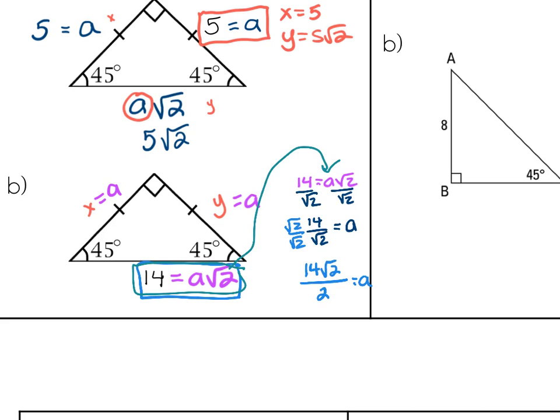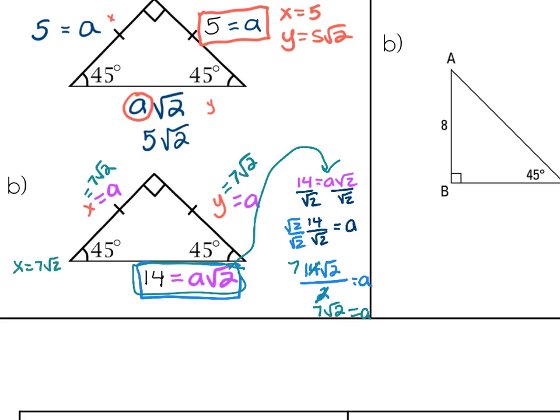Now, is 14 square root 2 over 2 as simplified as it can be? No, because both the numbers on the outside are divisible by 2, right? So this becomes 7 root 2 is a, which means this is 7 root 2, and so is this. And that's the answer? Yep, x is 7 root 2.